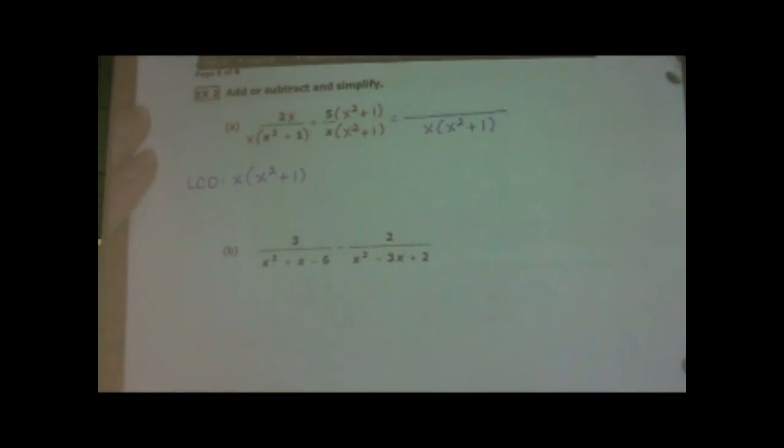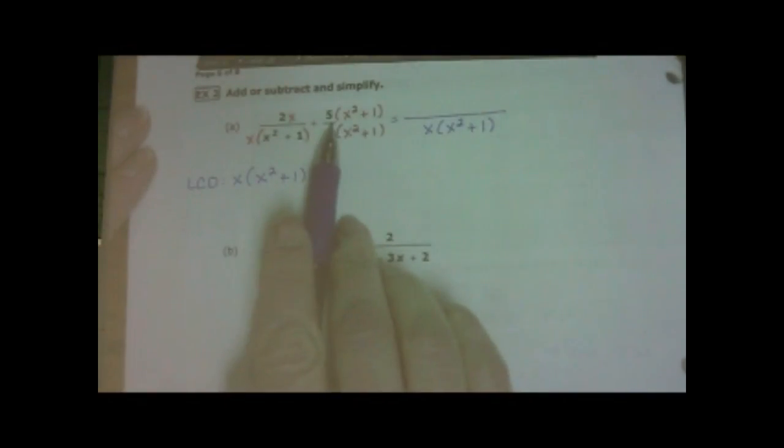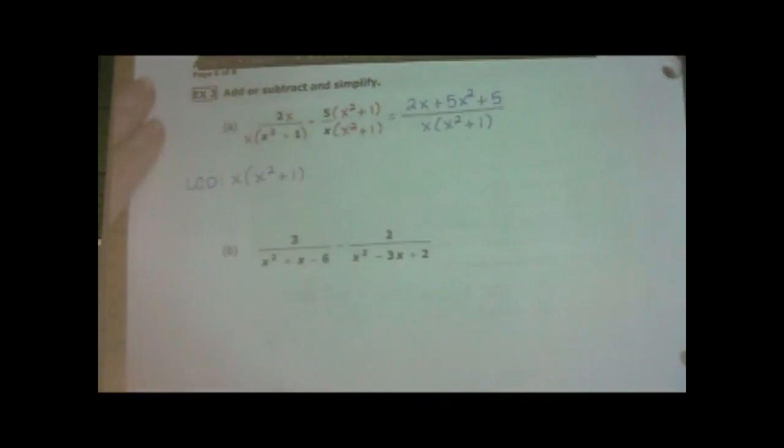Okay, now I have a common denominator. That common denominator is x squared plus 1. Now my numerator, I'm just going to add across, but notice I'm going to have to distribute as I go. All right, so I've got 2x plus 5x squared plus 5.